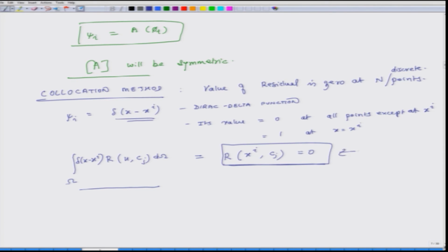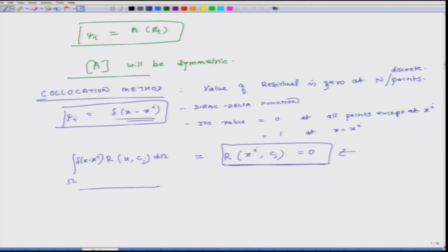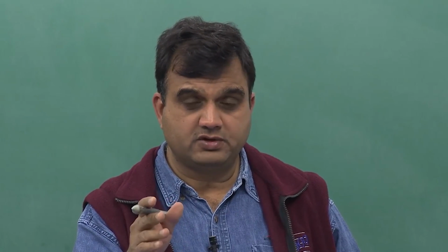So, in this case my psi is a Dirac delta function. In case of the method of least squares, my psi was del r over del c, but effectively what we had seen is that it comes down to A of phi I. In case of the Galerkin method, psi I was the same as phi I, and in case of the Petrov-Galerkin method, psi I and phi I were different, they were required to be different.